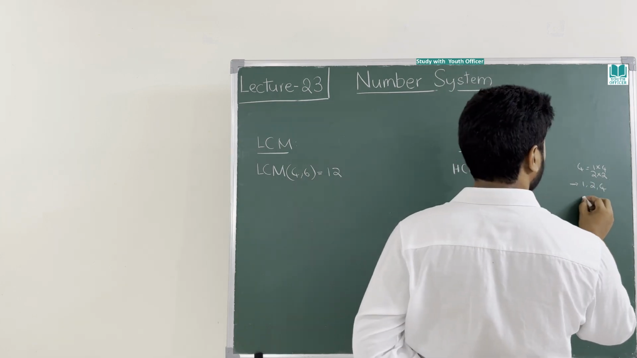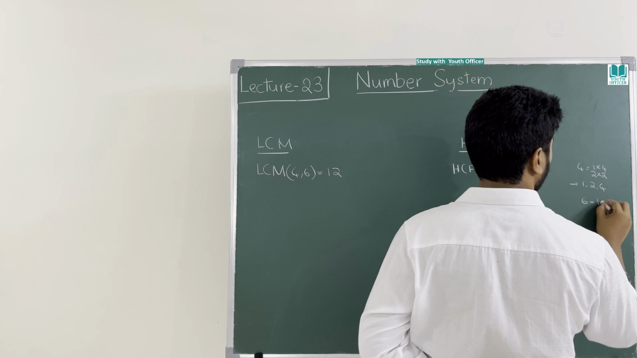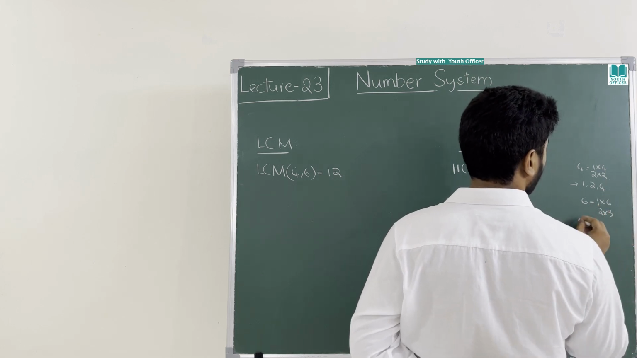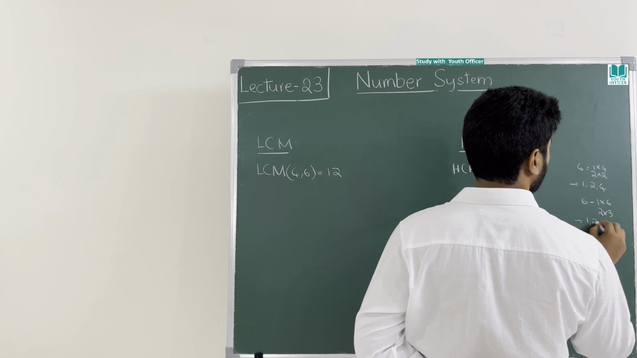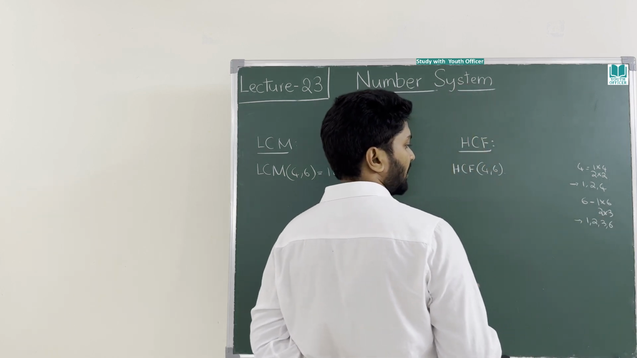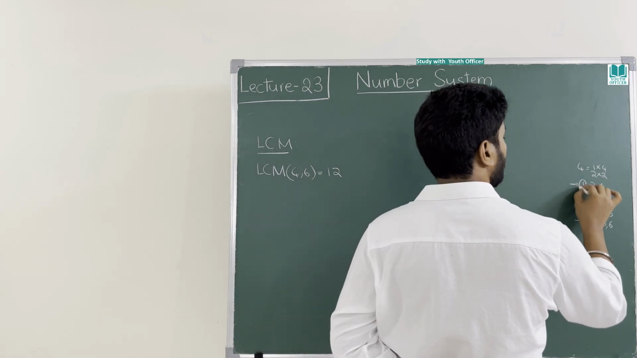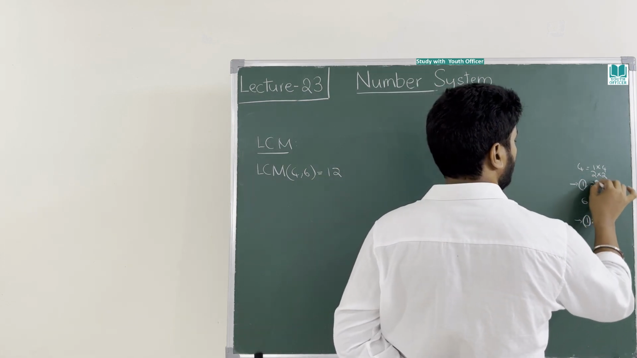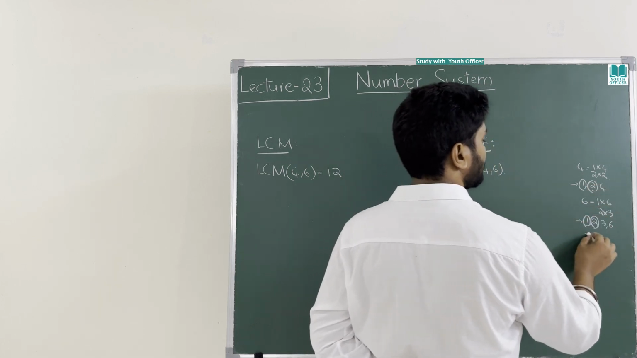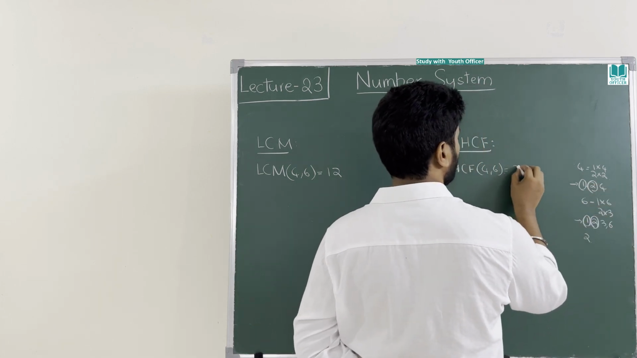If you take 6, the factors will be 1 into 6 and 2 into 3. The factors will be 1, 2, 3 and 6. Now, what are the common factors? 1 is the common factor, 2 is the common factor. Anything else? No. The highest common factor is 2. So the HCF is 2.